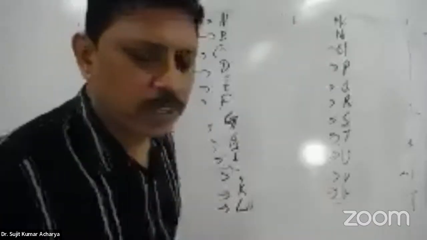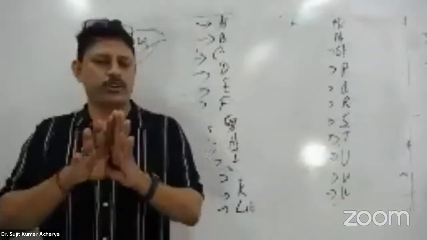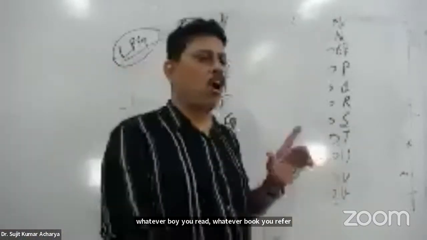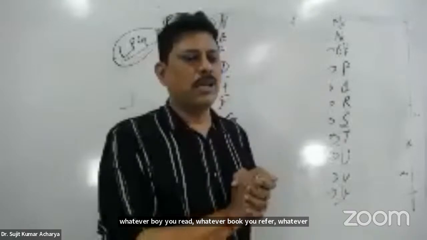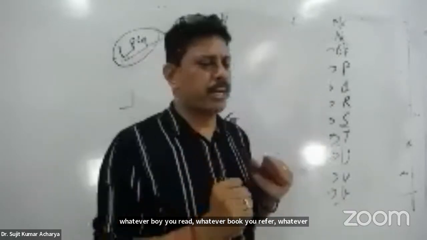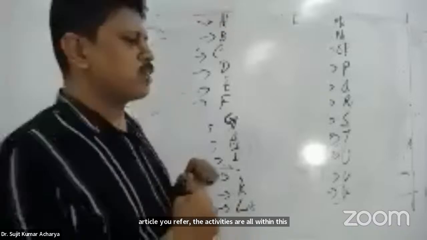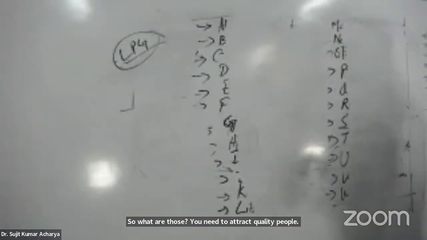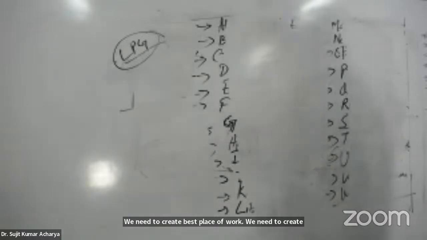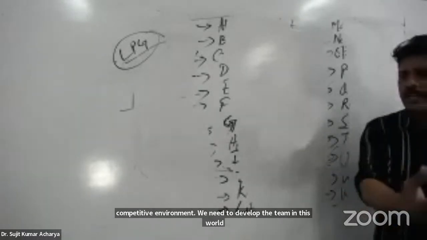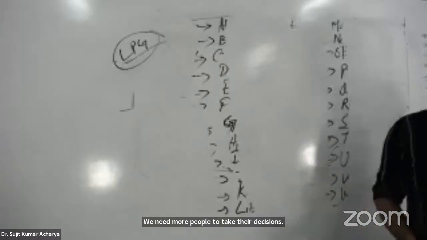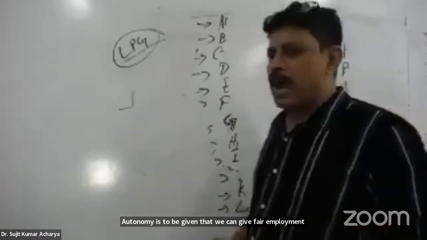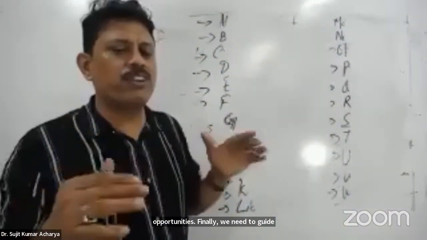You will get these points in different places. Whatever book you read, whatever book or article you refer, the activities are all within this cycle. So what are those? We need to attract quality people. We need to create the best place of work. We need to create a competitive environment. We need to develop the team and the individual. And for that, we need to empower people to take their decisions. Autonomy is to be given. Then we can give fair employment opportunities. Finally we need to guide them. And again, high status, high standard of living.